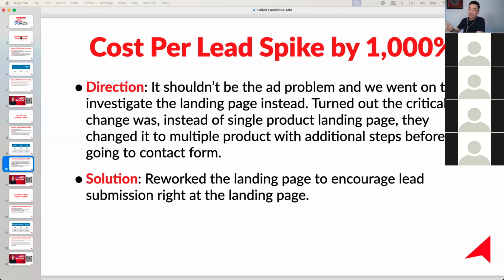So eventually, it turned out the critical change was, previous month, as in the week before, they were promoting a single item, meaning when people clicked, they were brought to a landing page that was really about that product. And there is an inquiry form they can fill in and start talking to the sales reps. But this month, because they were trying to push multiple items at one time, they created a landing page with multiple items. So that's the problem.